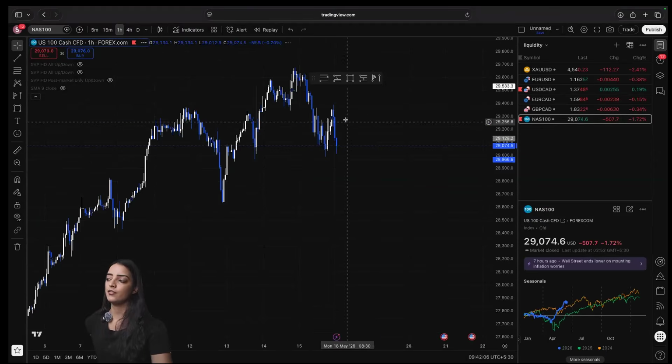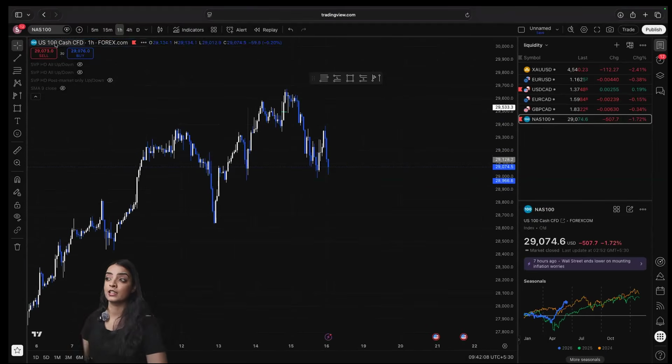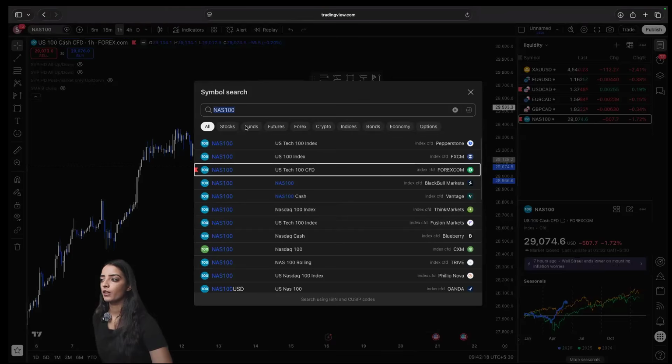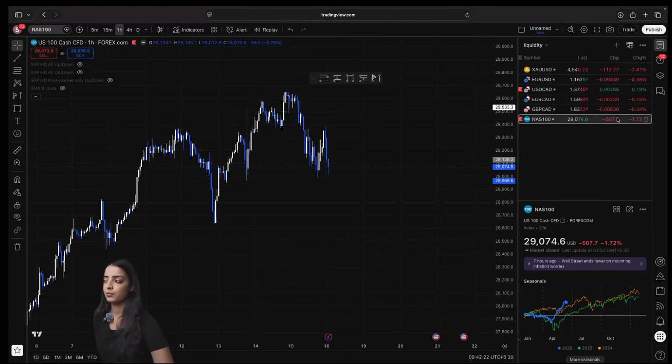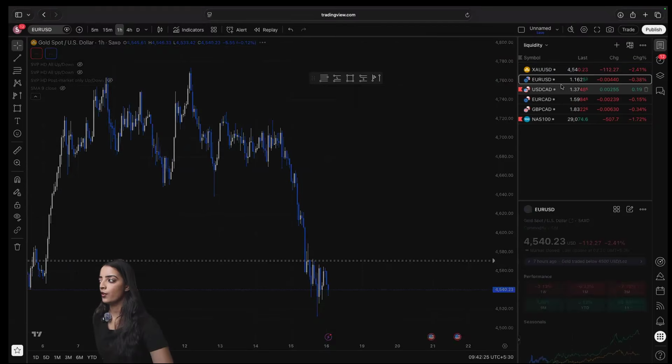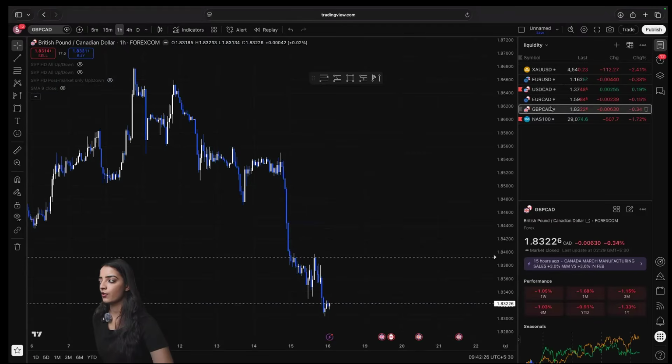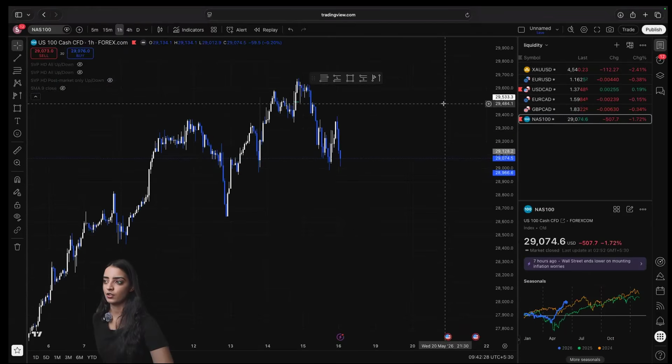And then my second favorite pair, which is the NAS 100. This is the US index, the way we have Nifty 50, these guys have NAS 100, which is US 100, like the top 100 companies and so on. For this also I use forex.com. Make sure that you don't go wrong with the brokers. For gold, it's Saxo. For these pairs, it is forex.com. For NAS also, it is forex.com.